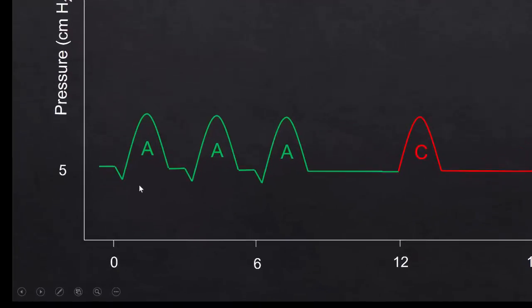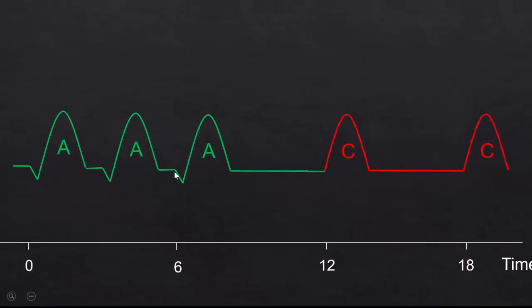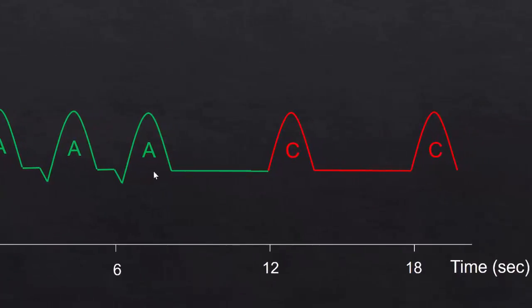So here's my graphical representation of assist control. Every time the patient makes an effort and brings the pressure negative, it's recognized and the machine fires a volume cycled breath to a target tidal volume. So they get 3 of these in a row. However, if their own rate falls below the set rate, now notice 6 seconds went by. So that means the machine is set at a rate of 10, which is 1 breath every 6 seconds.